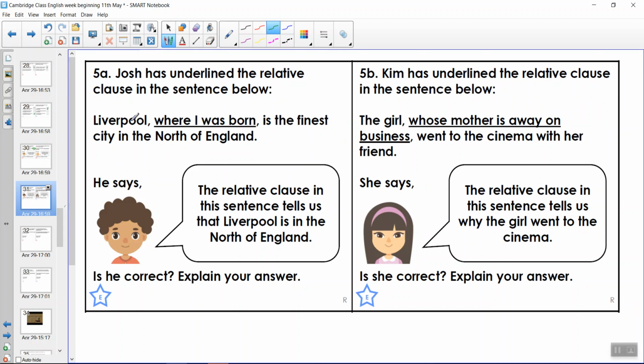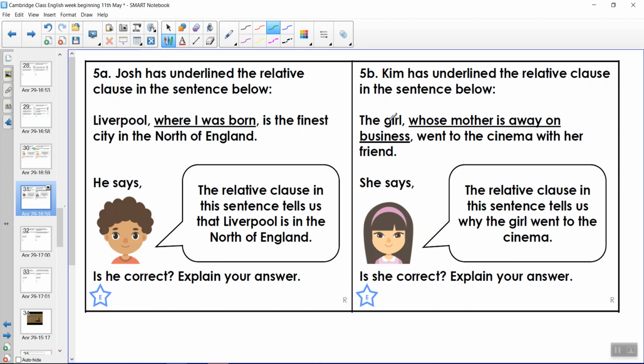Joshua underlined the relative clause in this sentence. Liverpool, where I was born, is the finest city in the north of England. He says the relative clause in this sentence tells us that Liverpool is in the north of England. Well, it doesn't, does it? It tells us that Liverpool is the place where he was born. Liverpool, where I was born. The sentence tells us that the city of Liverpool is in the north of England, but the relative clause tells us that Liverpool is the place where Josh was born.